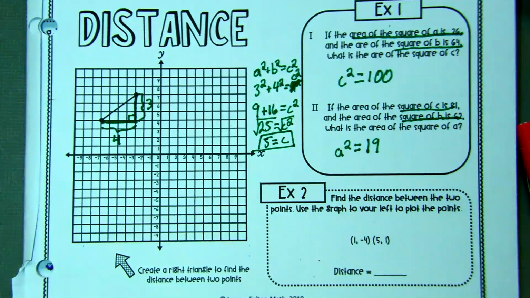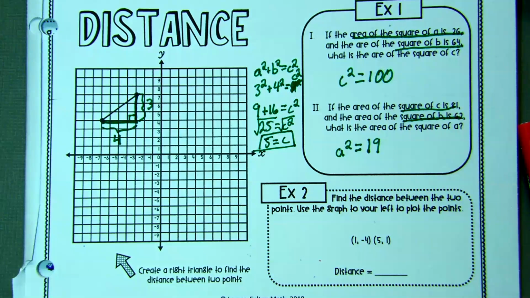You don't have to use the Pythagorean formula. You don't have to use the distance formula, but you can choose one that you prefer. And that's the one I'd stick with.